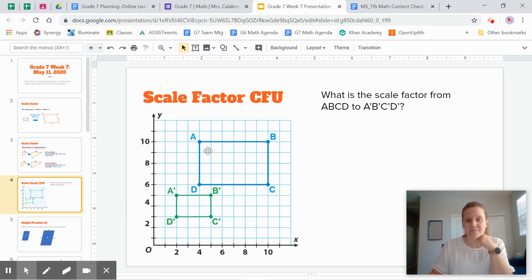1/2, you got it. Same thing with side AB. It starts out as 1, 2, 3, 4, 5, 6 times 1/2 is 3. The scale factor from ABCD to A'B'C'D' is 1/2.